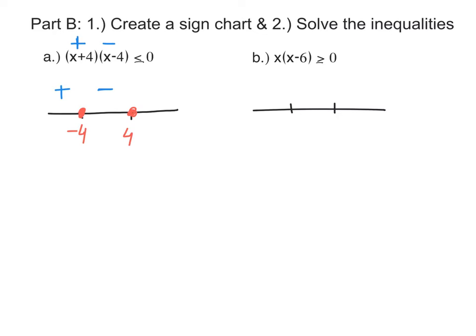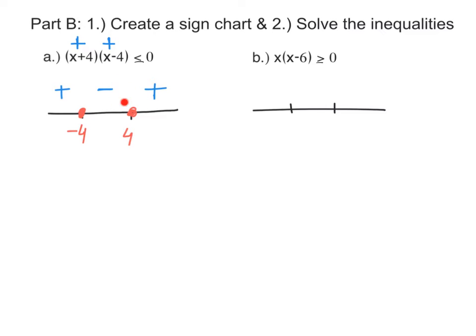And then pick something that's greater than positive 4, like a billion. A billion plus 4 is positive, and a billion minus 4 is positive. A positive number times a positive number is positive. Now we can go back and look at the actual inequality and try and solve it. I want to know when is the product less than or equal to 0. Well, what's less than or equal to 0? Not the positive numbers, the negative numbers. That's what's less than or equal to 0.